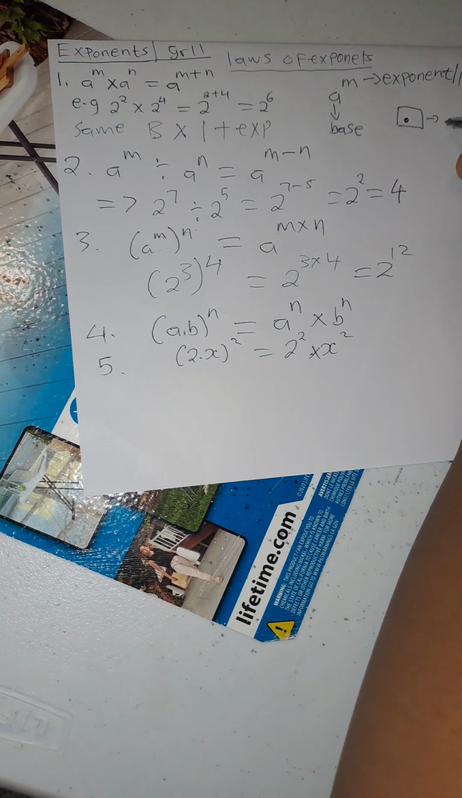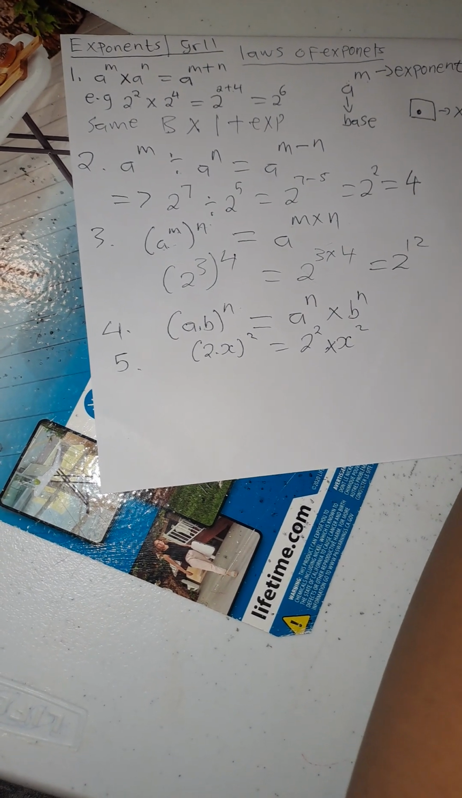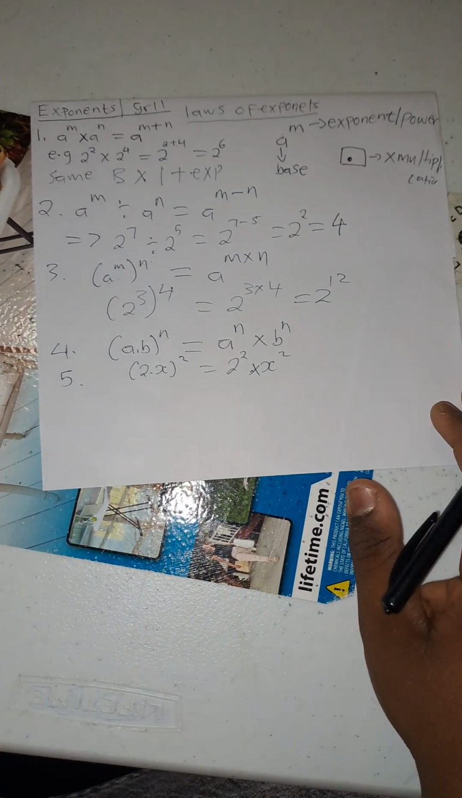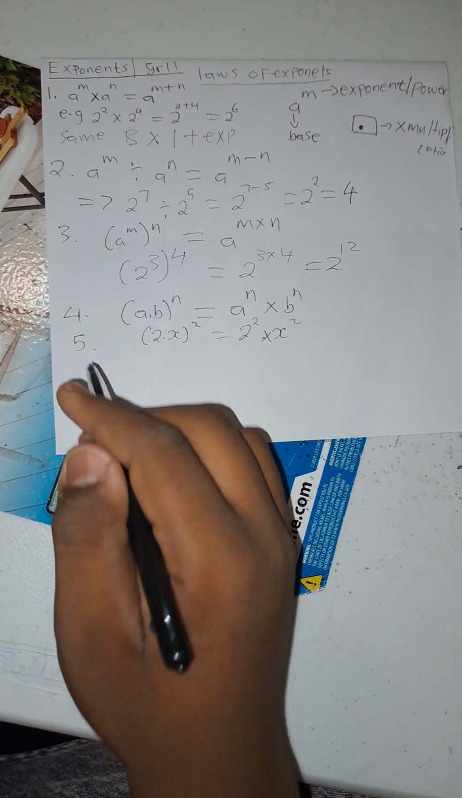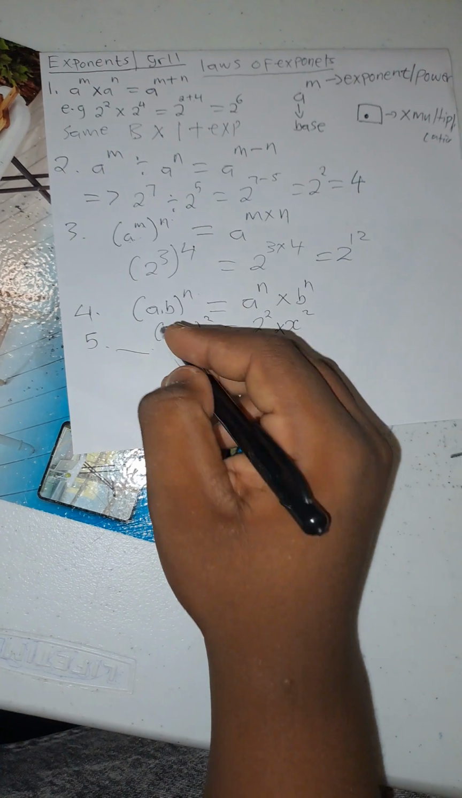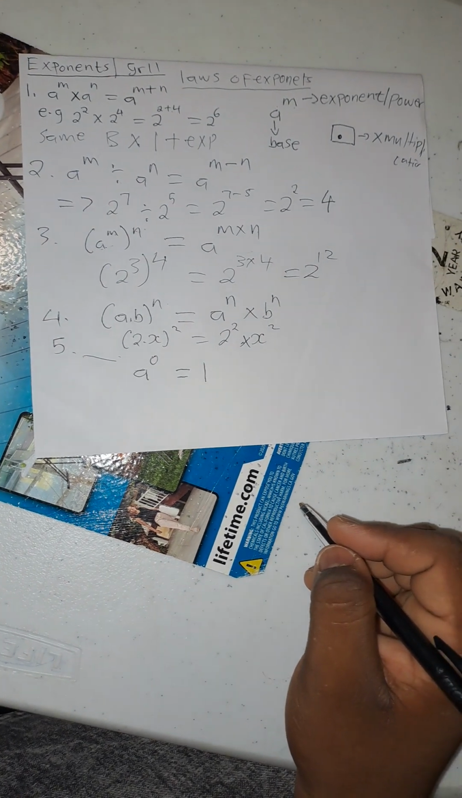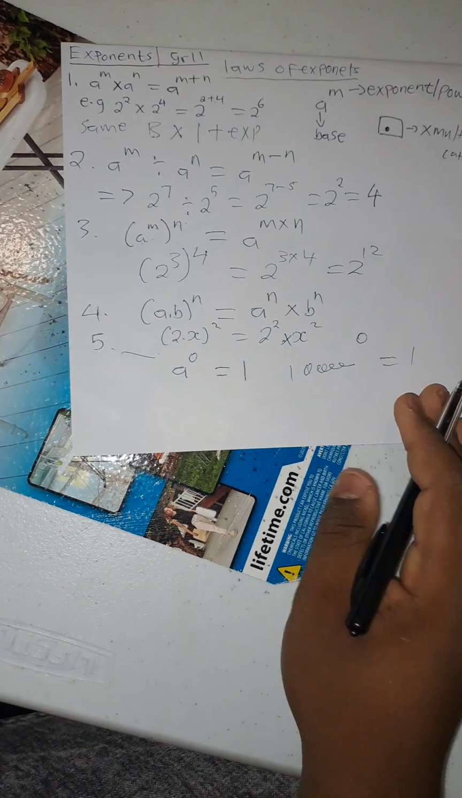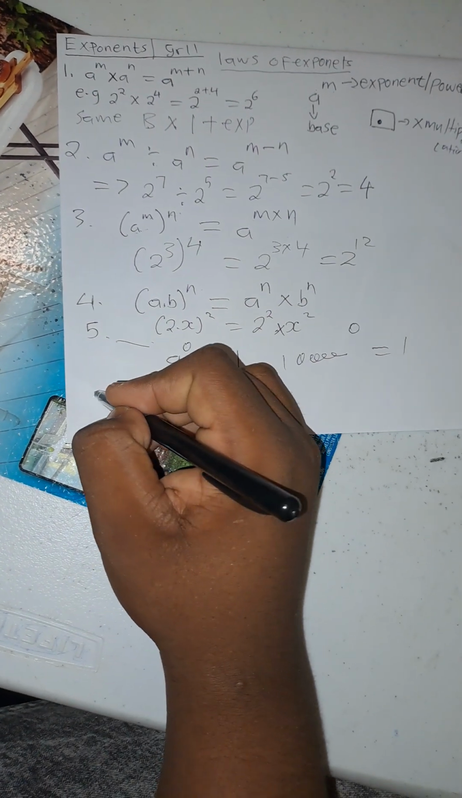Another thing that you have to know: a dot is a multiplication sign in maths, in exponents. Okay, we continue. Another thing you have to know is number 5: a to the power of 0 is what? 1. Any base raised to the power of 0 is 1. Even if it is 1 million, as long as it is to the power of 0, the answer will be 1. Just know that that one is very important. You must know it. Anything to the power of 0 is 1.